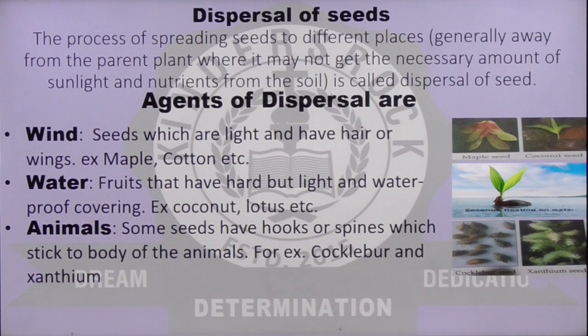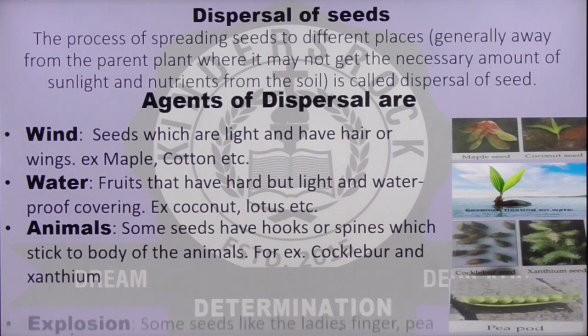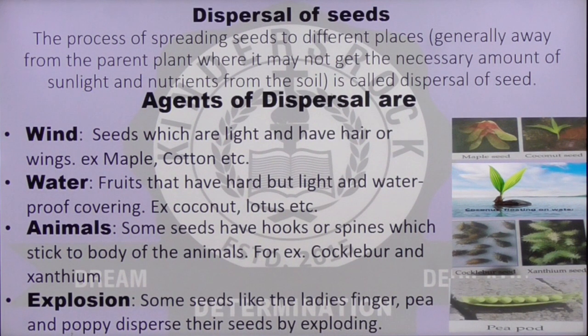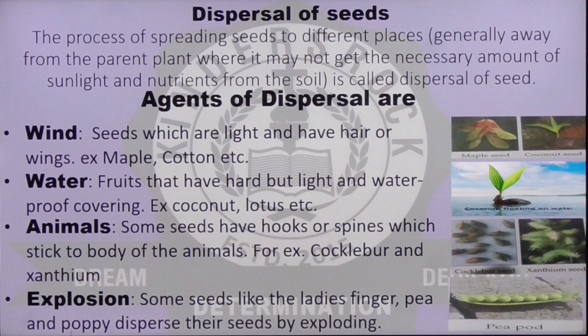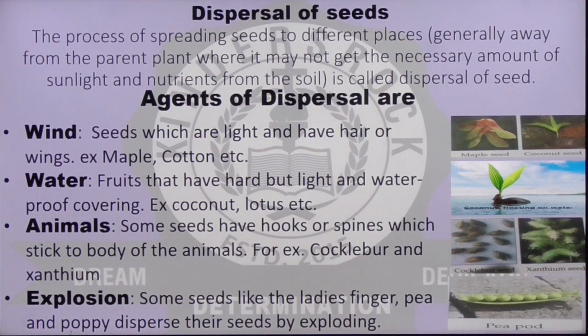Animals. Some seeds have hooks or spines which stick to the body of animals. For example, cocklebur and xanthium. And then the last one is explosion. Some seeds like lady's finger, pea and poppy disperse their seeds by exploding.